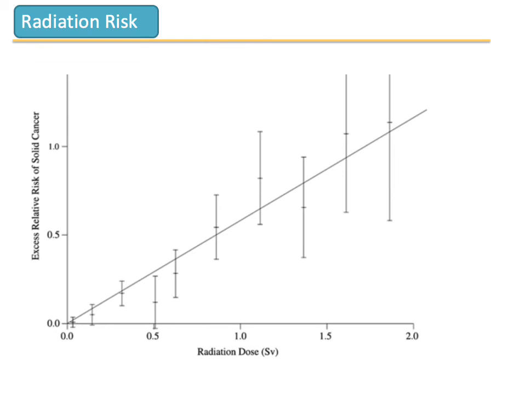So let's look at this plot. This is from the BEIR-7 report, and again, it shows excess relative risk of developing solid cancers as a function of radiation dose given here in sieverts. So if we look at what the risk is at a radiation dose of 1 sievert, or 1,000 millisieverts, we can see that there's an associated excess relative risk of about 0.6.